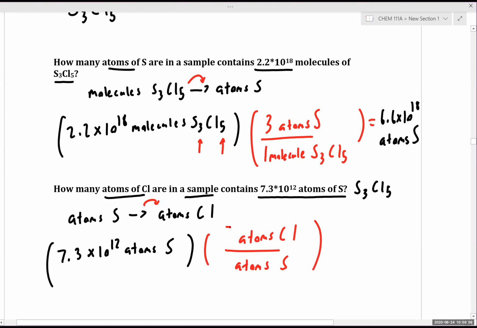5. Yep. And how many atoms of sulfur do we have? 3. Perfect. So now let's punch that into our calculator. So we have 7.3 times 10 to the 12th times 5 over 3. And that in turn gives us 1.2 times 10 to the 13th chlorine atoms.